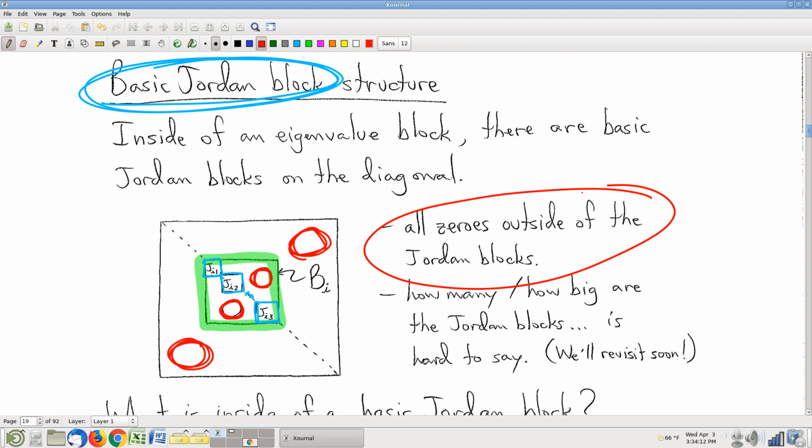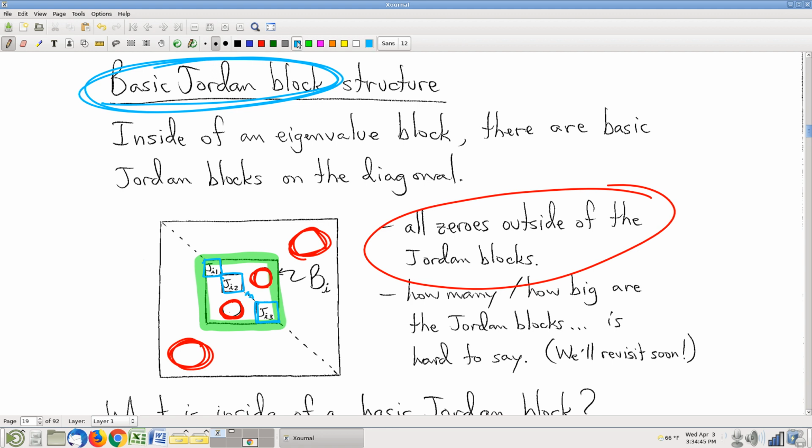Now, how many basic Jordan blocks are there? What does that have to do with the eigenvalues? What does that have to do with the eigenvectors? It's a little harder to say. We're going to talk about that a little bit later. How big are these eigenvalue blocks? What dimension are they? That's actually a really hard question. That's something that we're not going to talk about in Math 216. But right now, all we're going to say is that there are basic Jordan blocks inside of the eigenvalue blocks. All right. Okay, next question.